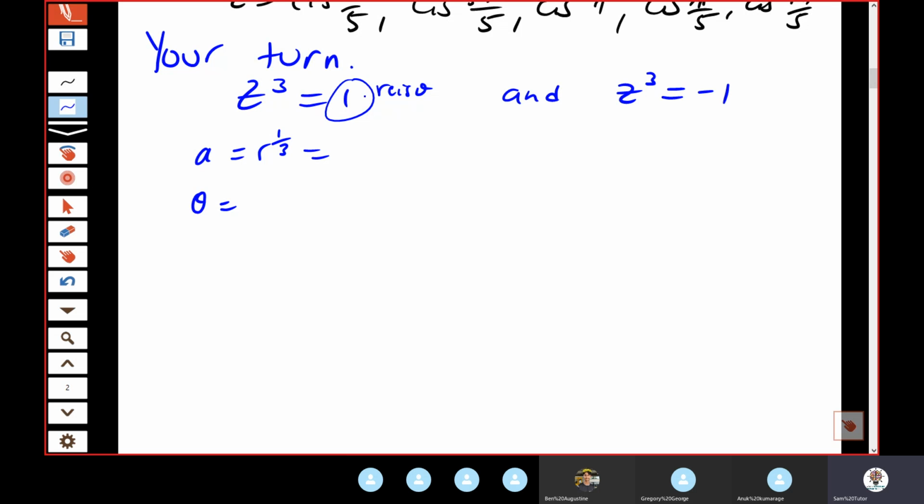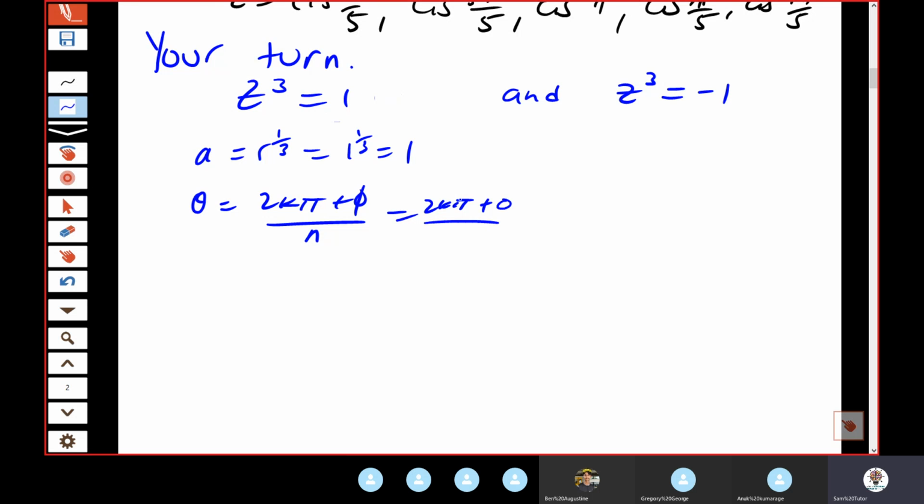Unless you start getting used to these. So R is 1, 1 to the third is 1. Theta is 2k pi plus phi all over n. What's the angle? Well, it hasn't moved anywhere, so it's just 0 on 3. K equals 0, 1, and 2. And do the same thing again for this one. R still equals 1. Your theta, though, equals 2k pi plus pi all over 3. Again, k is 0, 1, and 2.